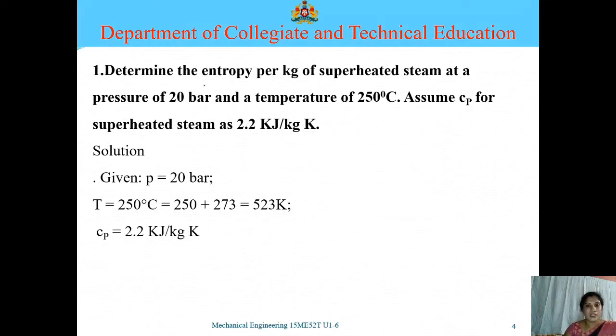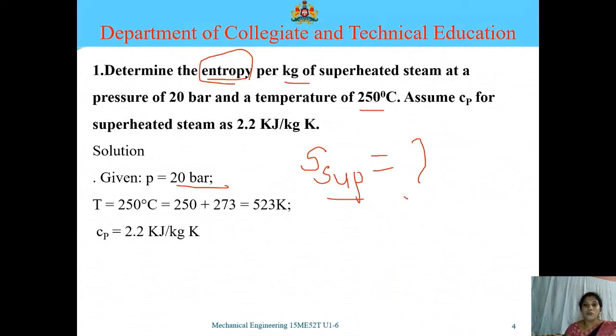So they have asked us to find out the entropy per kg. For 1 kg of superheated steam, we need to find out the entropy. So what do I need to find out? I need to find out the entropy of the superheated steam, yes. That is what he has asked in the question. So first you have to make a note of this. What you have to find out? You have to find out the entropy of the superheated steam when the pressure is 20 bar. That is what I am going to tabulate in the given data. So what has he given? He has given P as 20 bar and temperature as 250 degrees Celsius.